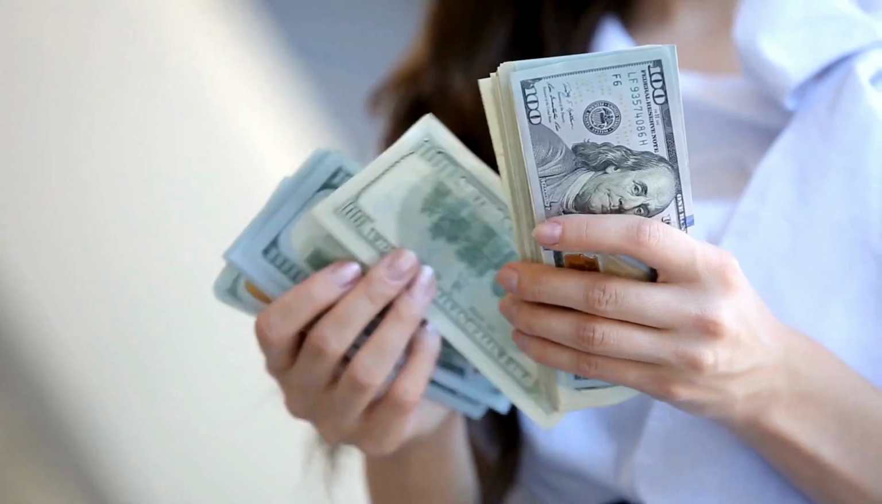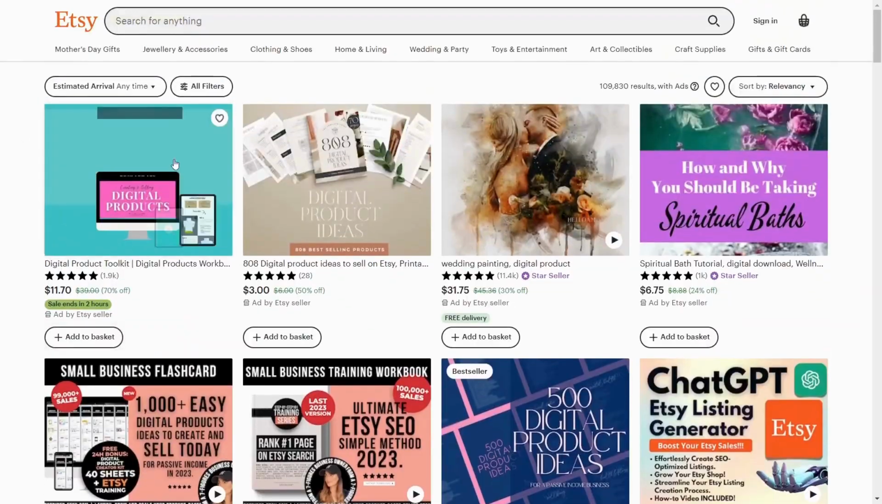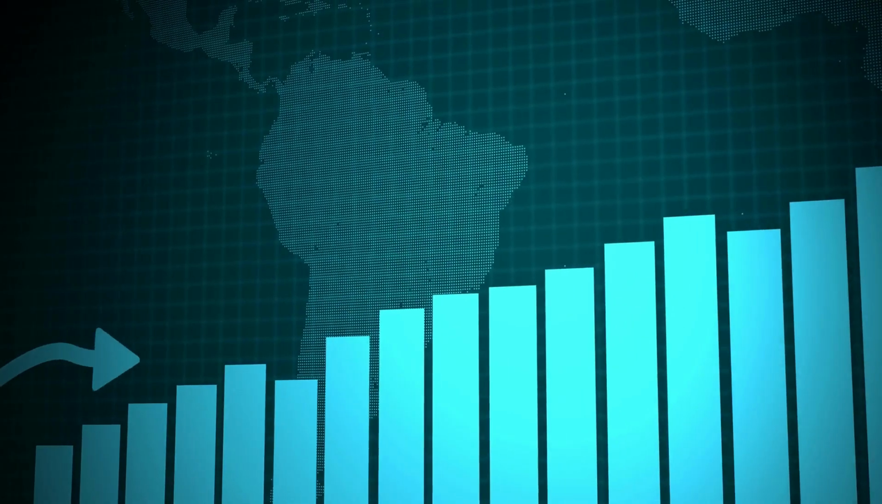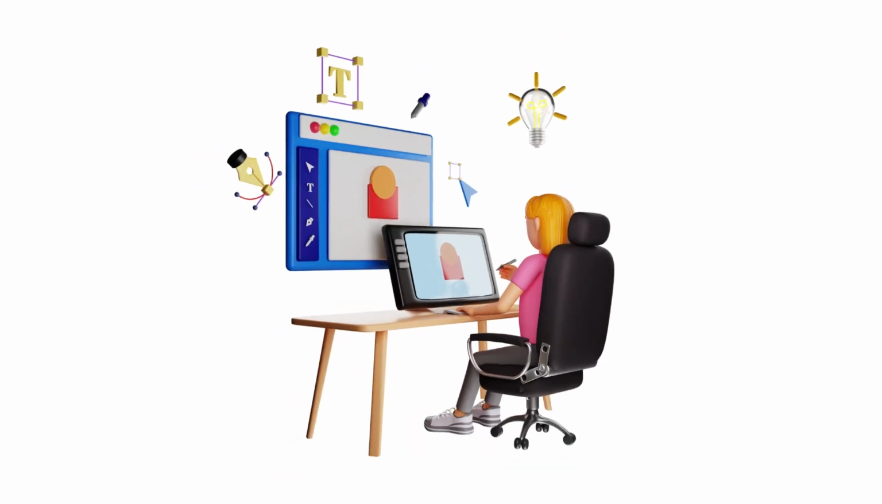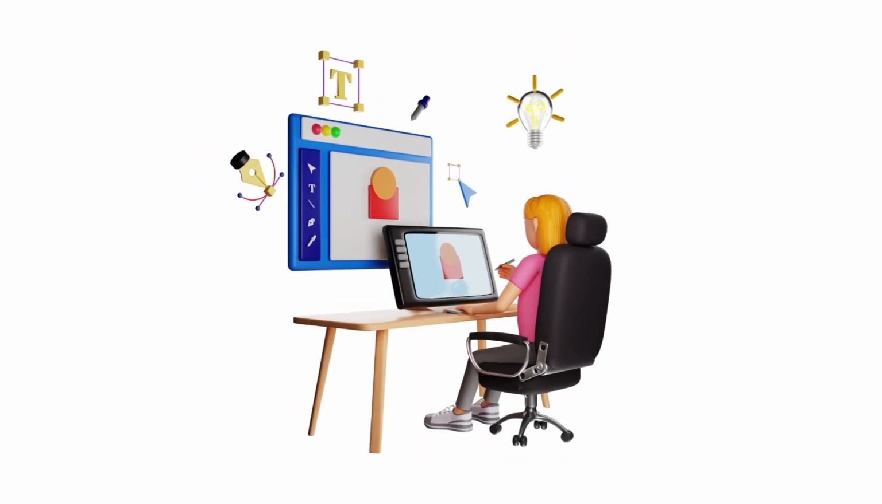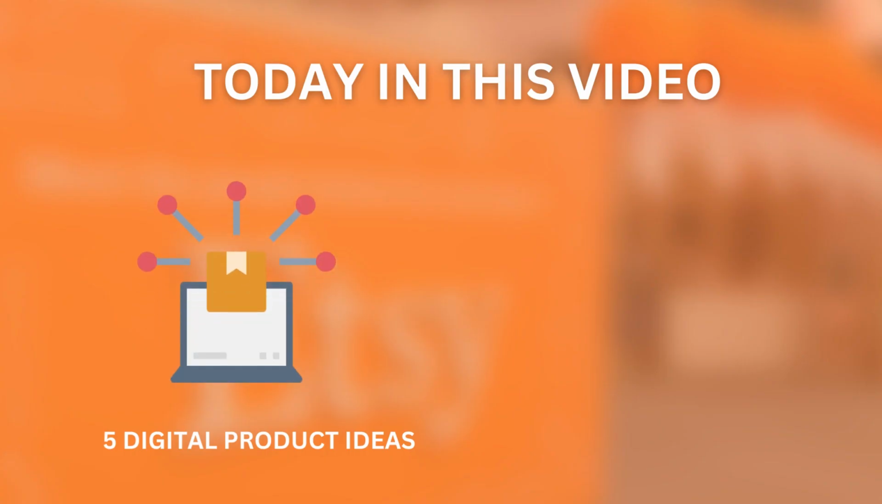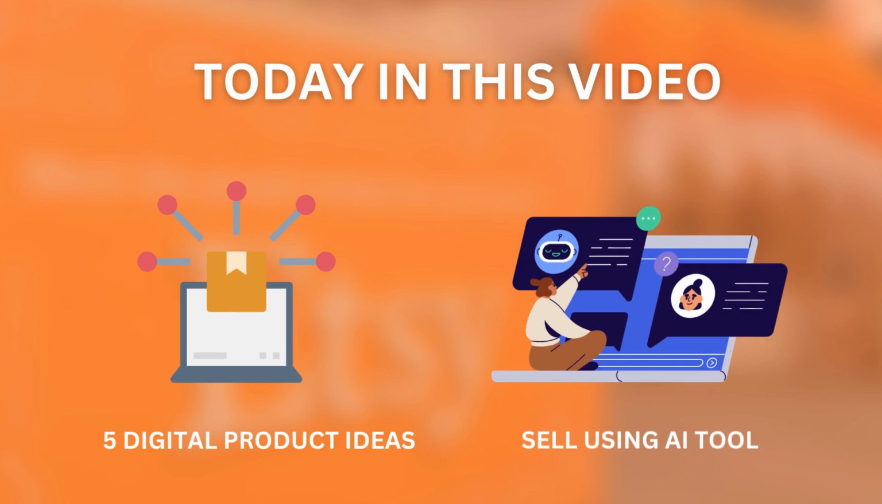Did you know that some people are making a lot of money by selling digital products on Etsy? They can make something once and sell it over and over again without doing any extra work. It's a great way to make money. If you want to join this profitable industry, you need to create a really good digital product. Luckily, we can use AI tools to help us make them. In this video, I will show you 5 digital products you can create and sell using AI tools.